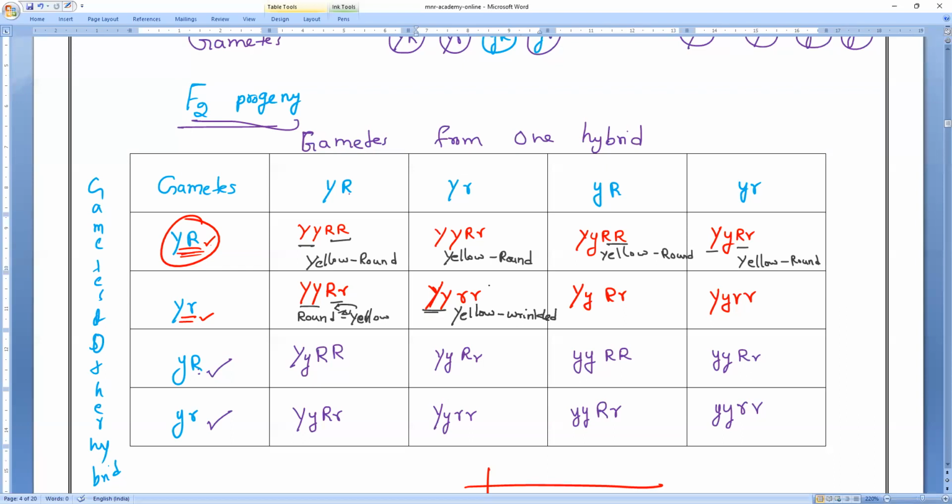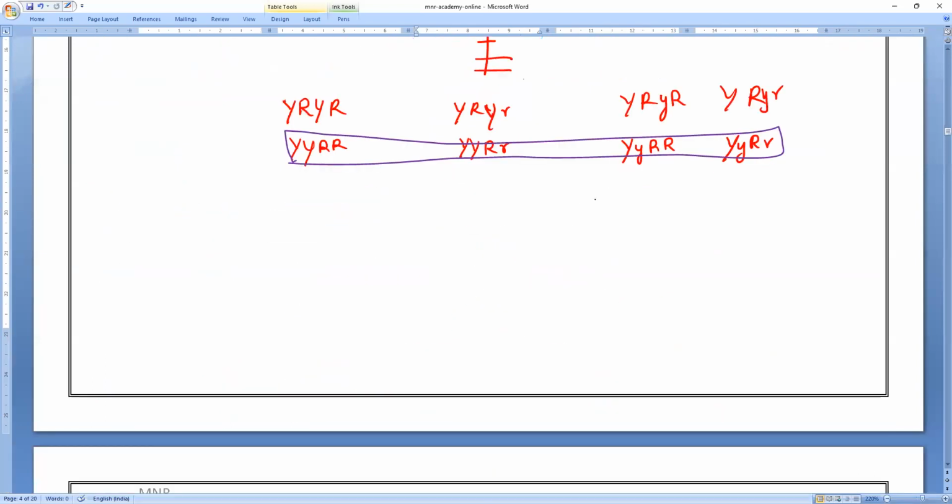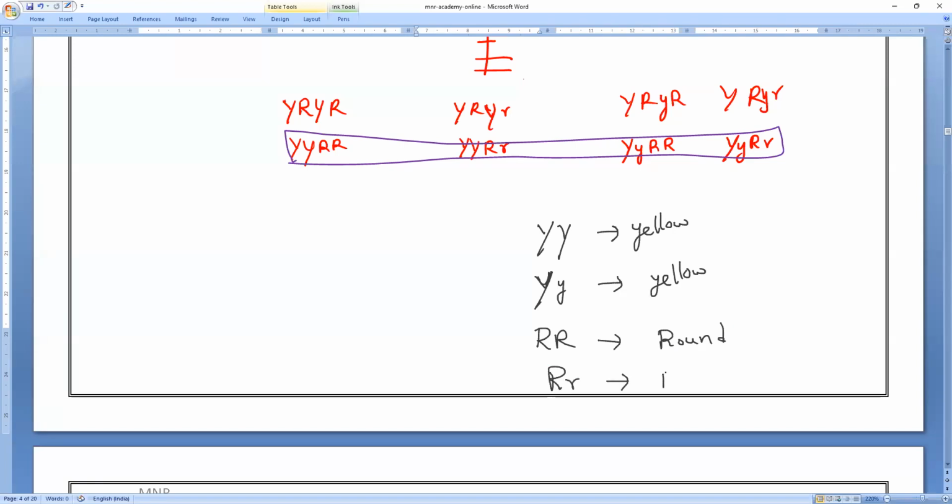Clear, everyone? Now, before that, listen, guys. This is the most important one. Note it, everybody. Capital YY is yellow. Capital Y, small y is yellow. If you know this, nobody can make you make a mistake in the exam. Next, capital RR is round. Capital R, small r is round. So these are called dominant. Note it, everyone.